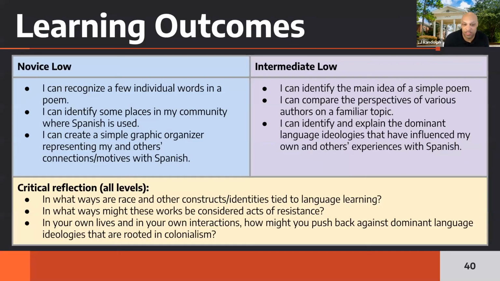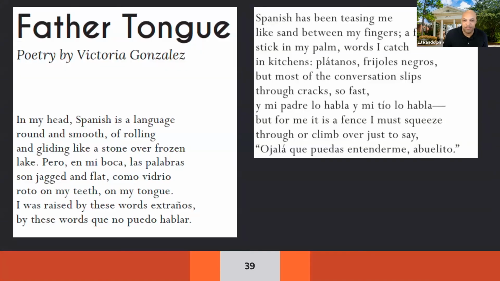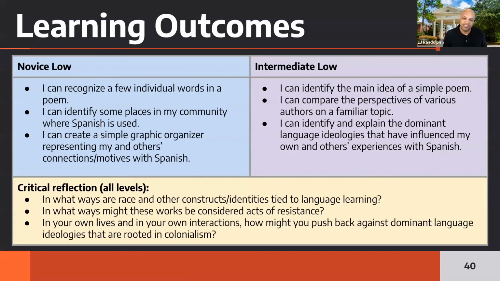And so some examples of what I have students do with that at the novice low level, I can recognize a few individual words in a poem. Looking at that poem from Victoria Gonzalez, you can ask them, what words do you recognize? And they'll know words like abuelito or tío, maybe. Definitely some of the food words that she talks about, like frijoles negros, plátanos, etc. And I had them do a linguistic landscape project where they look at places within their own communities where Spanish is used. So as they go about their own daily lives, they just exist in their communities. Where might they come across Spanish?